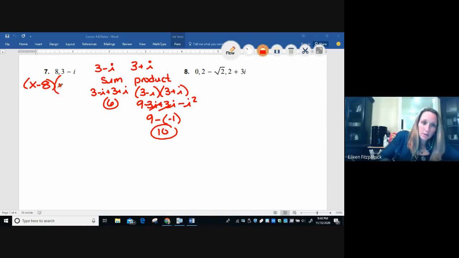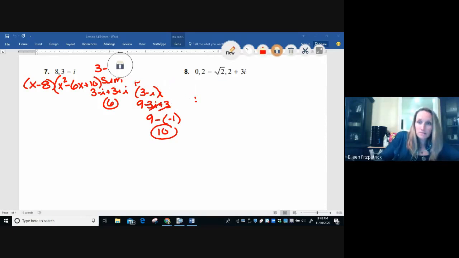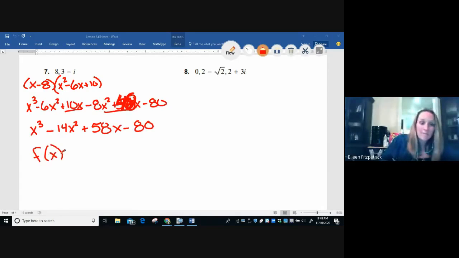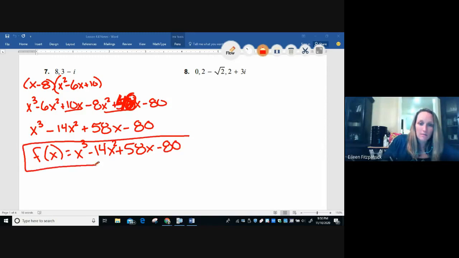So that means that we write it as x squared minus the sum x plus the product of 10. After you get that, then you just have to multiply it all together. Distribute the x in, so I have x cubed minus 6x squared. So f of x equals x to the third minus 14x squared plus 58x minus 80. There we go. Okay. All right, and the last one, number 8, that I'll do from this section.